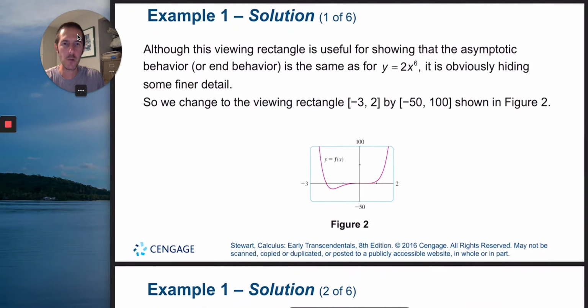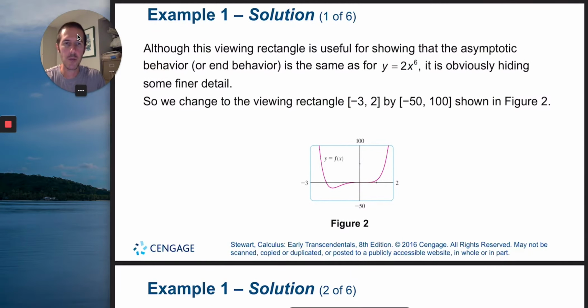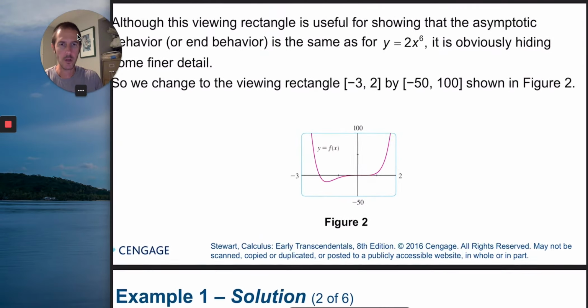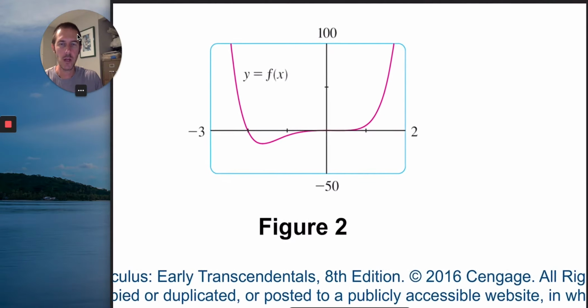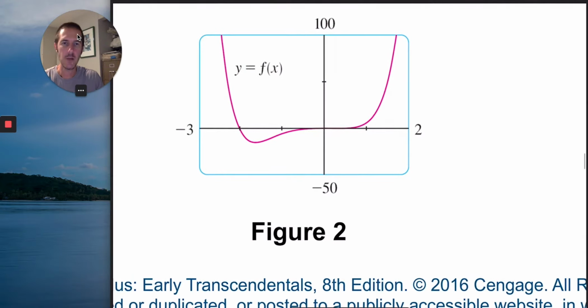So if we change our viewing window to go from -3 to +2 in the x direction, and -50 to +100 in the y direction, we're seeing a lot more of the activity that's happening by the origin. And now I can tell that it looks like my curve is crossing the x-axis somewhere around -2. It looks like it's exactly at -2. And then as my curve comes up, somewhere in here I'm changing concavity. It's hard to tell.